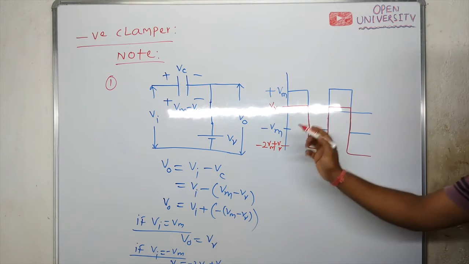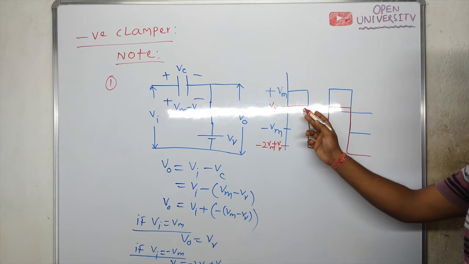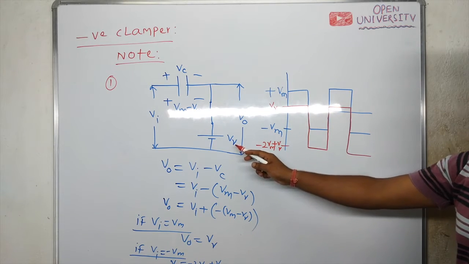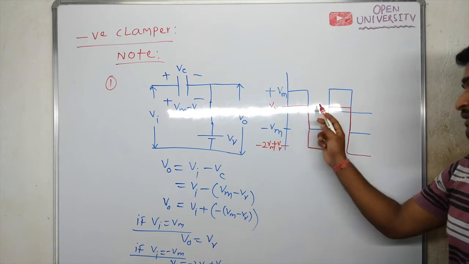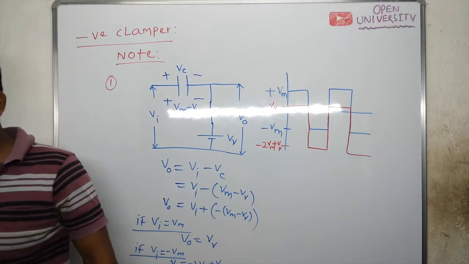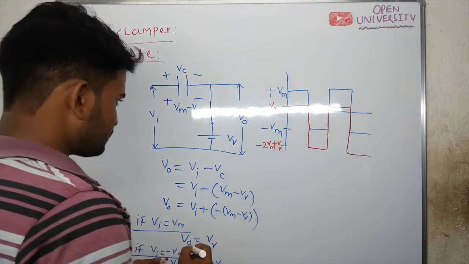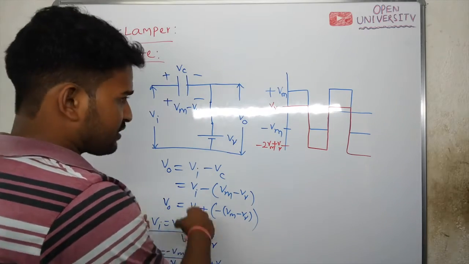This negative clamper is clamping its positive peak to V gamma. So a negative clamper is also called a positive peak clamper. Suppose, write down these things first.